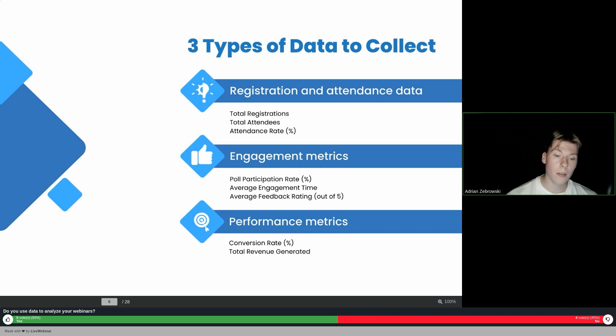Finally, the third one, performance metrics, because at the end of the day, we're all here for profit. And you're doing webinars not because you love presenting, or maybe that's one of the cases as well. But I'm sure you wouldn't mind a couple additional dollars in the bottom line at the end of the month. So conversion rate, which please do not mistake for sale rate or purchase rate. Conversion is something different. Conversion varies from event to event.